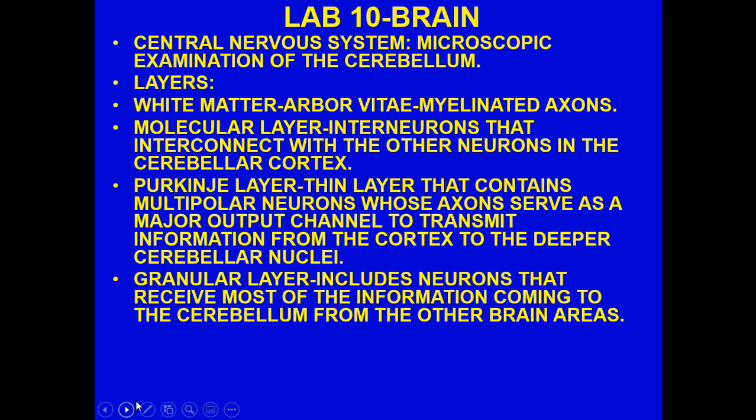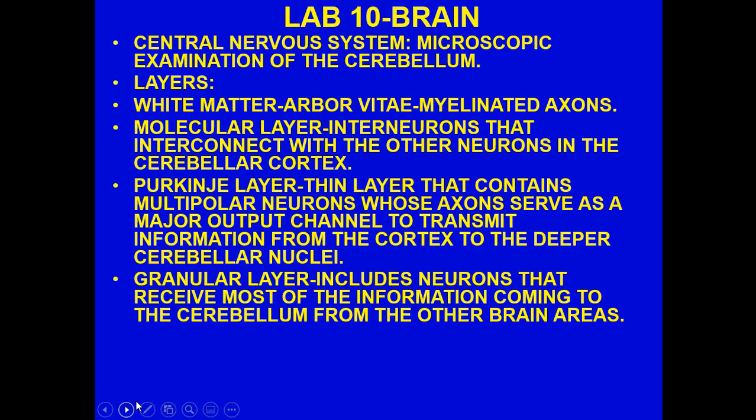The white matter that you're going to see, there's a major vein of it. Well, I shouldn't say vein, but a massive amount of it. And it's called the arbor vitae, which means tree of life. And this is all myelinated axons, carrying various bits of information back and forth from the rest of the body to the cerebellum and back again. There is a structure called the molecular layer. These are interneurons that interconnect with other neurons in the cerebellar cortex.